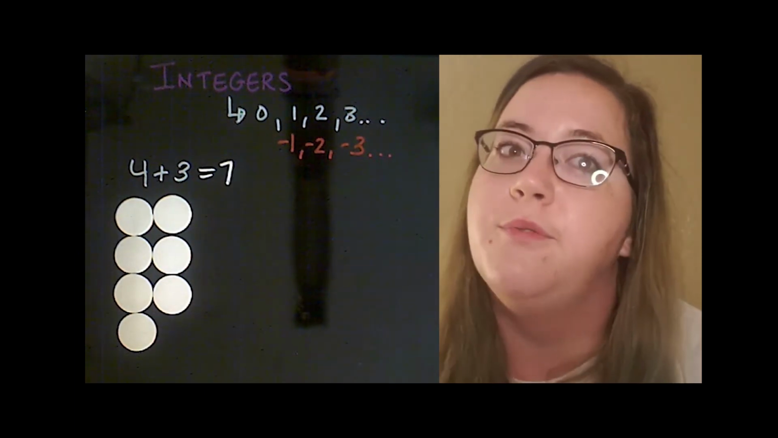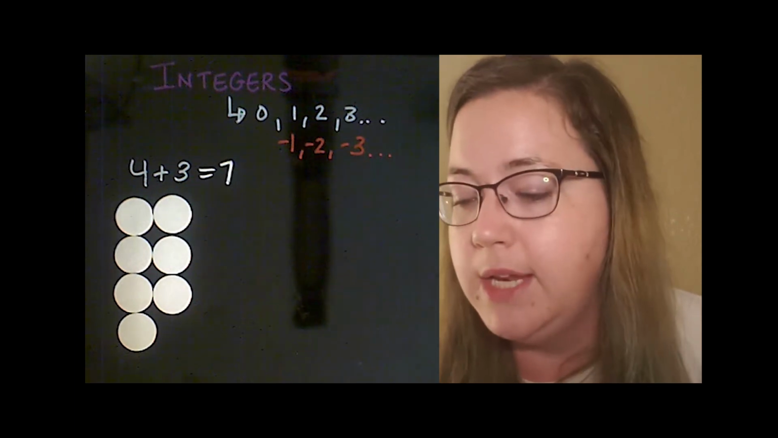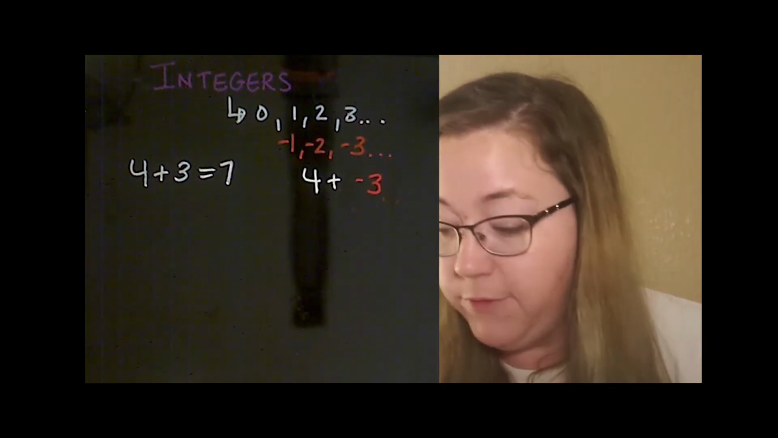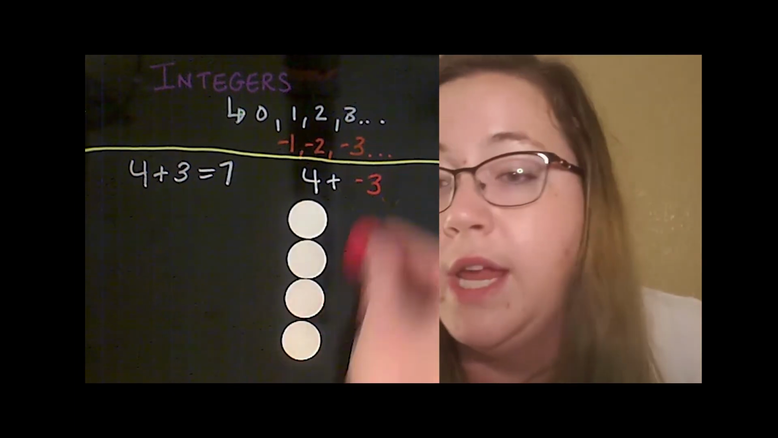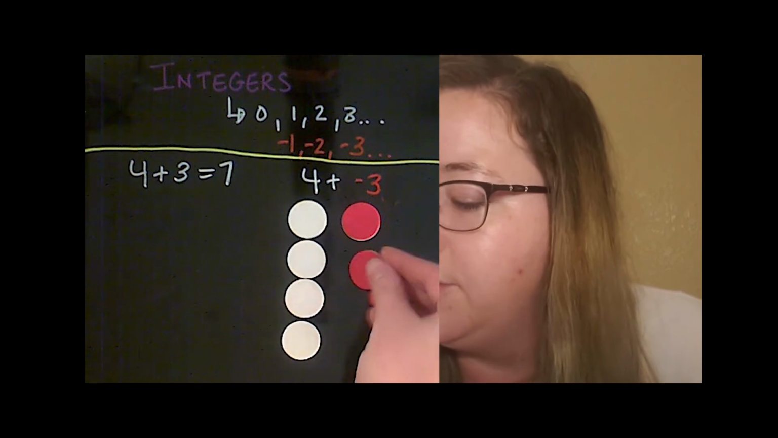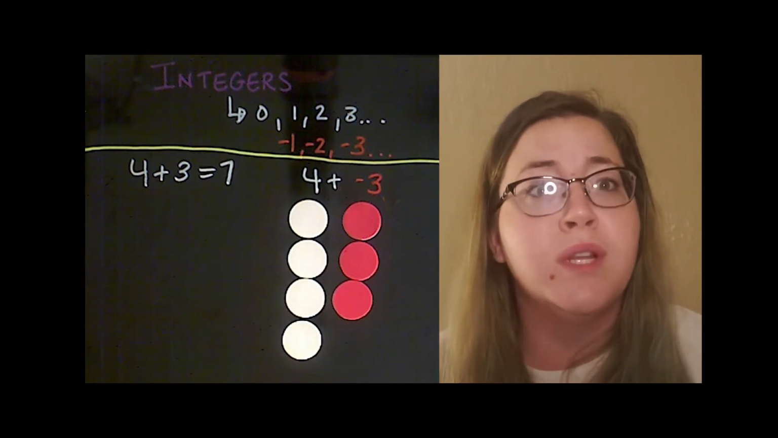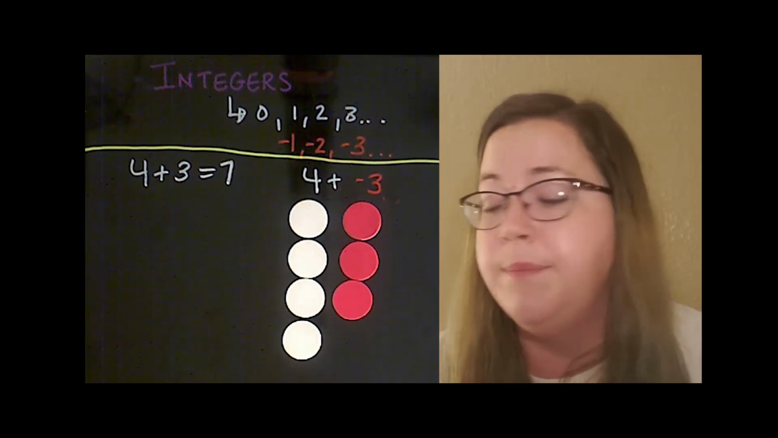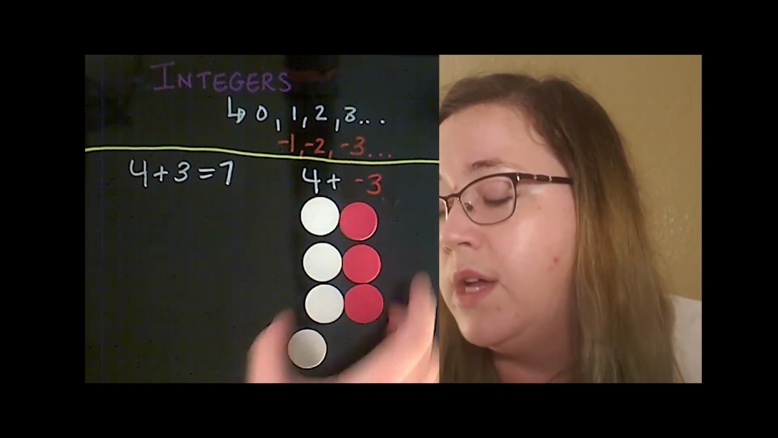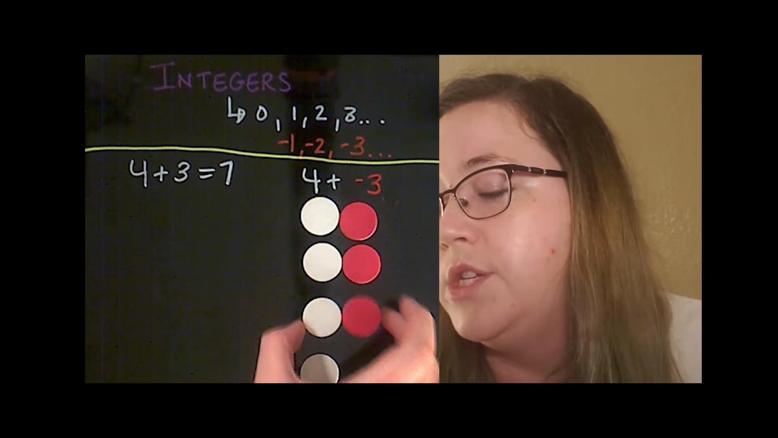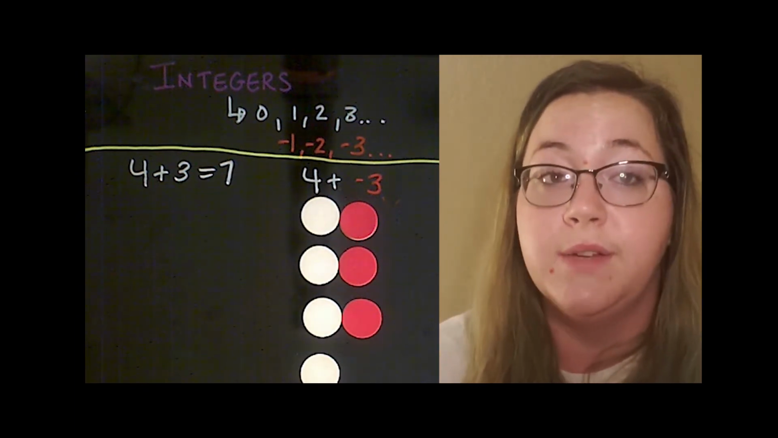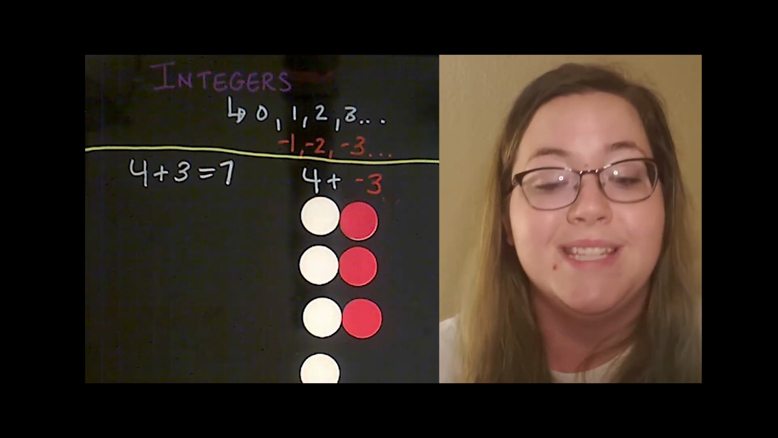What happens if one of these numbers is negative? 4 plus -3. So I have 4 positives and then I have 3 negatives. Notice how the negative is now on the red side of the integer chip. Notice how they're different colors this time. If they're different colors, we are going to combine as many as possible and they cancel each other out. The reason why they cancel each other out is because they're opposites. A positive one and a negative one combined together.